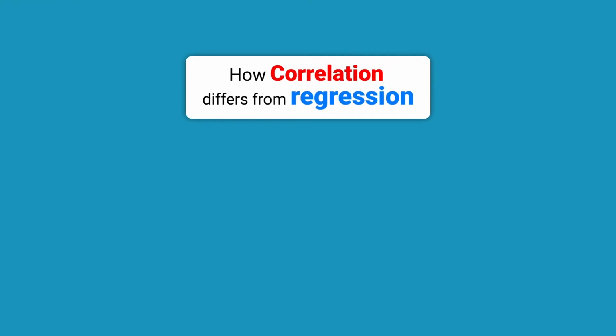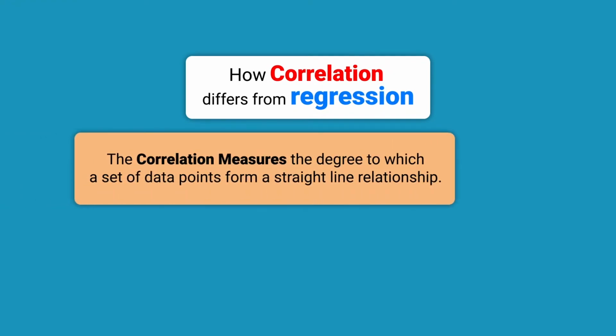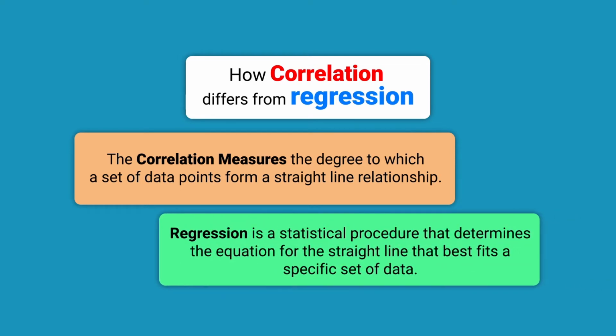So when we talk about correlation, the emphasis is more on the strength of the relationship, and there is no causal effect implied. That is the reason we are moving towards regression analysis. Correlation measures the degree to which a set of data points forms a straight line relationship, and regression is a statistical procedure that determines the equation for the straight line that best fits a specific set of data.